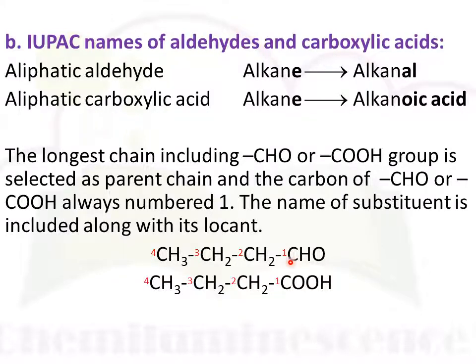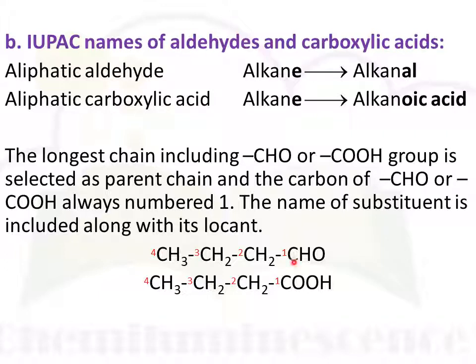And if it is number 1, then this is number 2, this one is number 3, and this one is number 4. Similarly, in the acid also, the carbon which is a part of the functional group is carbon number 1, then the next carbon is carbon number 2, the next carbon is carbon 3, and this one is carbon number 4. And we have to derive the name of these two compounds from the name of the alkane. We know that if 4 carbons are present in the alkane family, the name of the compound is butane.